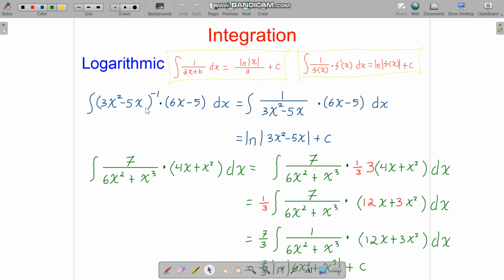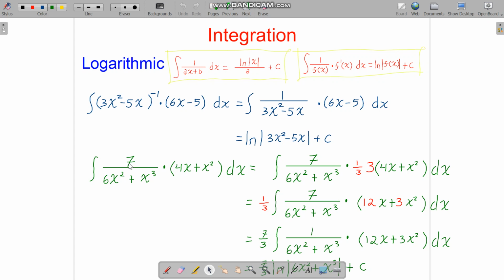So here we are applying the second formula here. If we have 3x squared minus 5x to the power of minus 1, remember this means 1 over, and here we have the exact derivative of this denominator, because the derivative of 3x squared minus 5x is 6x minus 5. So in this case, we have ln of 3x squared minus 5x. Because if you try to differentiate this, you'll get 1 over times the derivative.